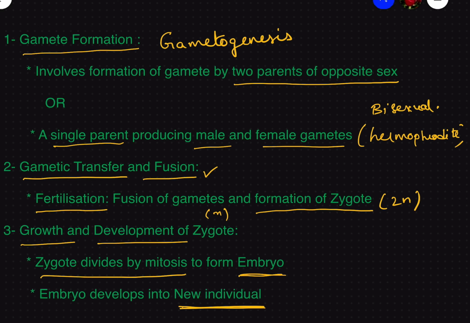So, dear friends, sexual reproduction involves three major steps: formation of gametes either by two parents of opposite sex or a single parent, then fusion of gametes, which is otherwise called fertilization. The product of fertilization is zygote. Zygote is always diploid and it is a vital link from one generation to another generation. Now, this zygote will further divide by mitosis to form an embryo, and it is this embryo that further grows, differentiates and develops into a new individual.